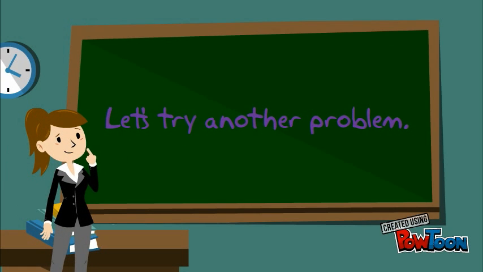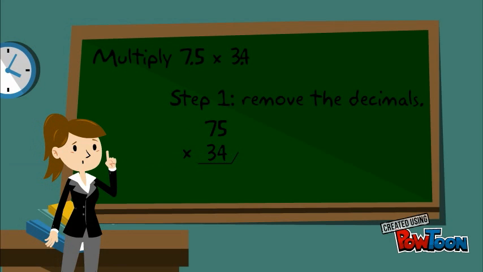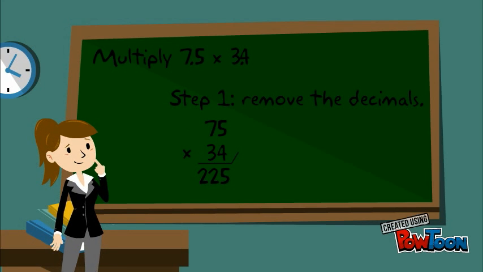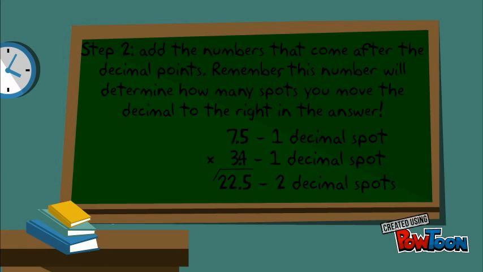Let's try another problem. This time, we'll be multiplying 7.5 times 3.4. Step 1 is to remove the decimals. We end up getting an answer of 225. Step 2 is to add the numbers that come after the decimal points. Remember, this number will determine how many spots you move the decimal to the right in the answer, so we end up getting a final answer of 22.5.